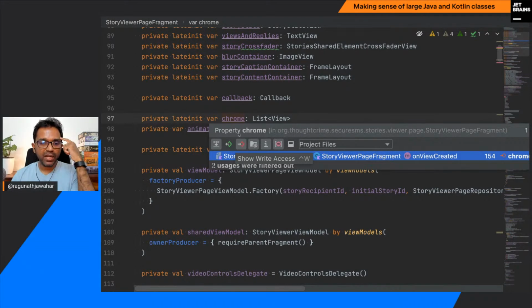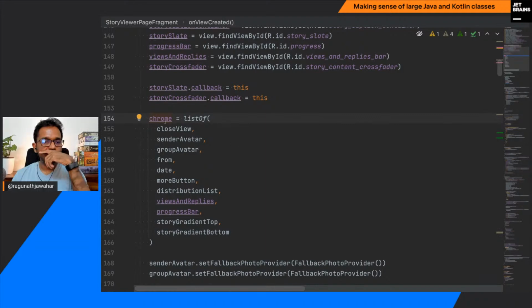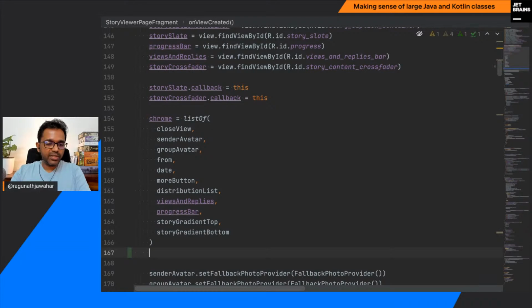So if you see who's writing to the Chrome class, you could see there is this one function on view created that is actually writing to the Chrome class, right? So what we do is we just go there and see, okay, this is a class that I have, but if I'm starting to move functions to a different class, then I still need access to this thing, right?